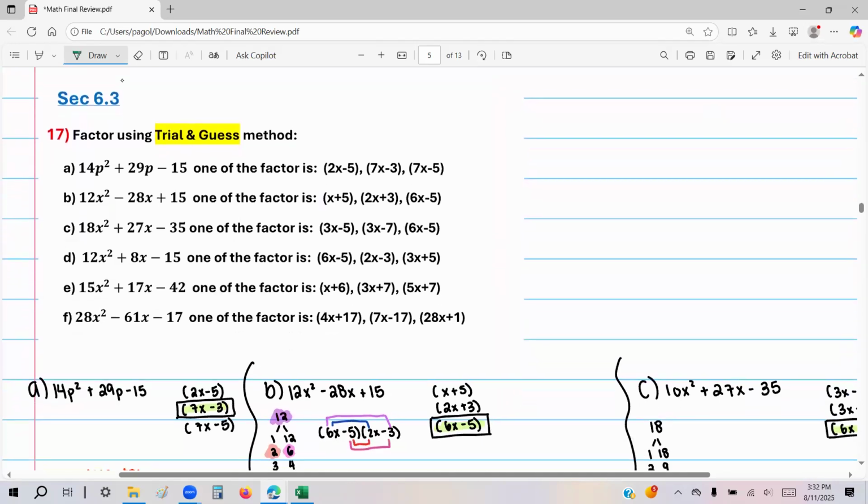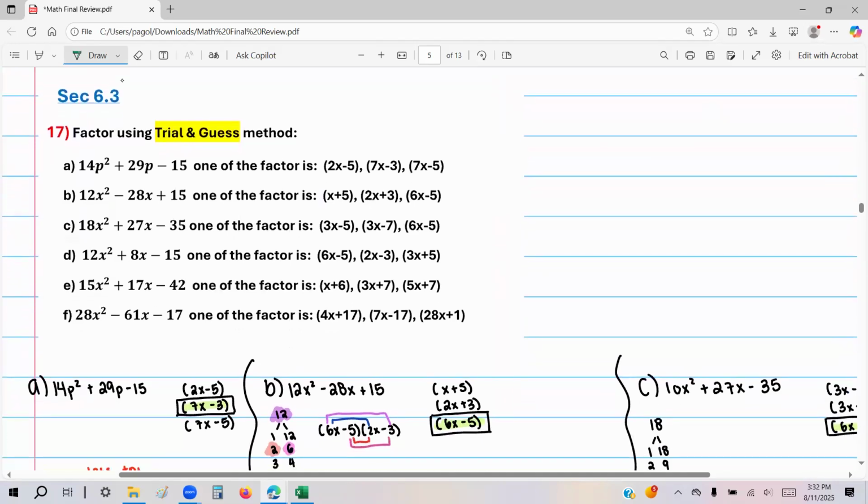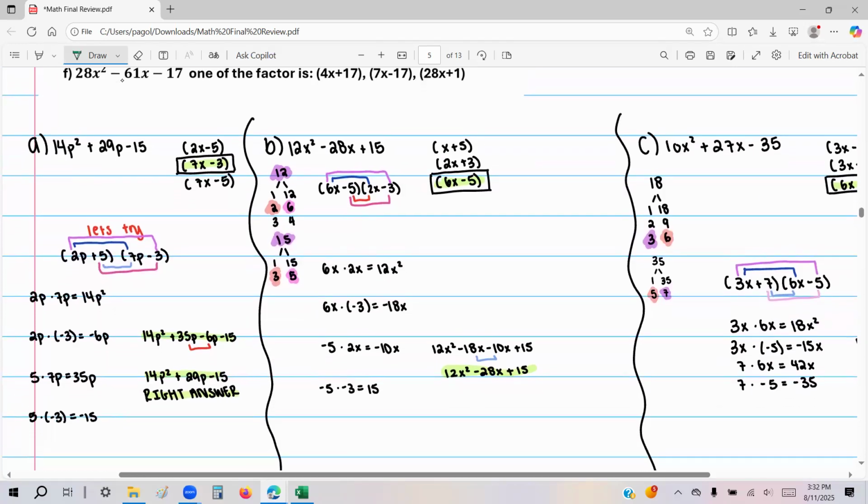Now trial and guess, we use it when A and C are bigger numbers. One good thing about trial and guess is that they will give you the choices and you're going to use them as the divider. So let's see here.